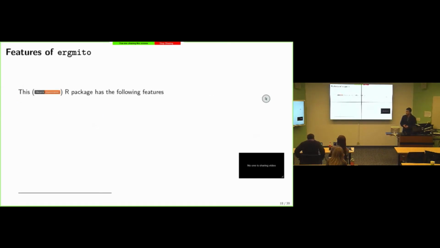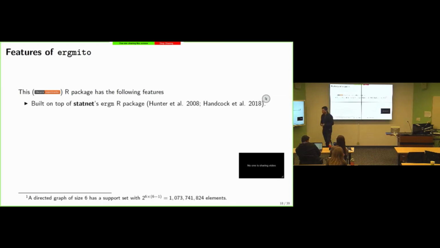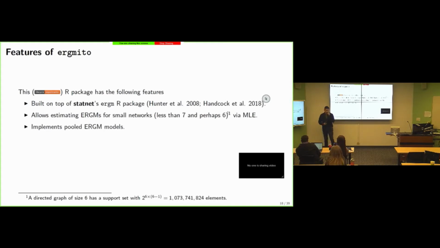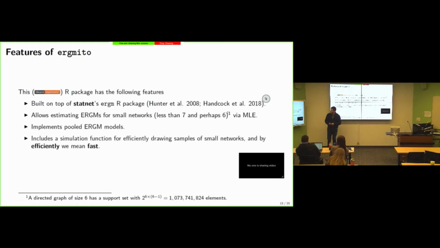Some of the features of this R package, which by the way is still in an experimental stage. It's built on top of statnet's ergm package, so it's not from scratch, okay? It allows many ERGMs for small networks, less than 7, perhaps 6, and I'm saying perhaps because it might depend on your computer, so that it doesn't overflow. This MLE implements the full ERGM models directly and includes a simulation function for efficiently drawing samples from small networks. And by efficiently, we mean very fast.